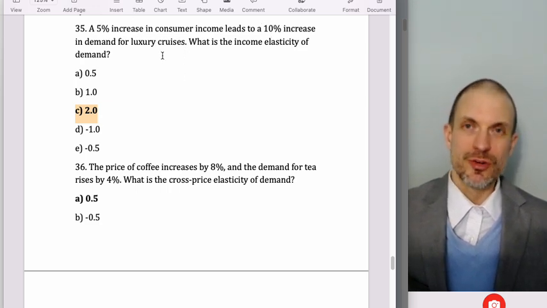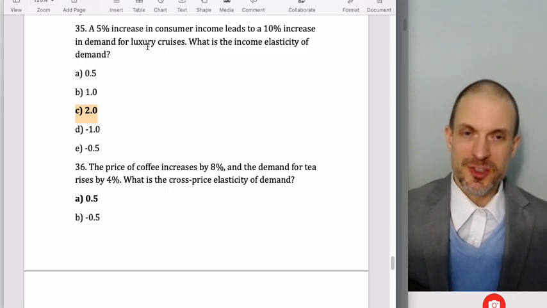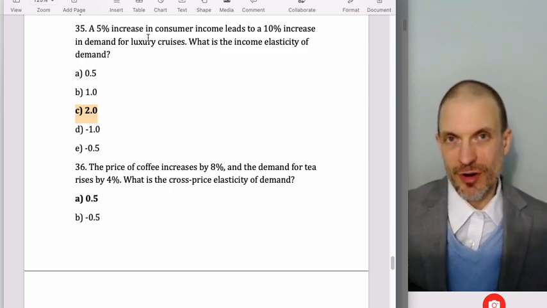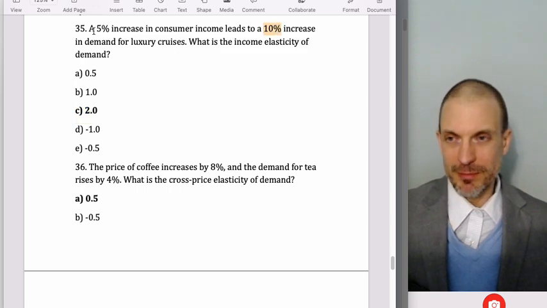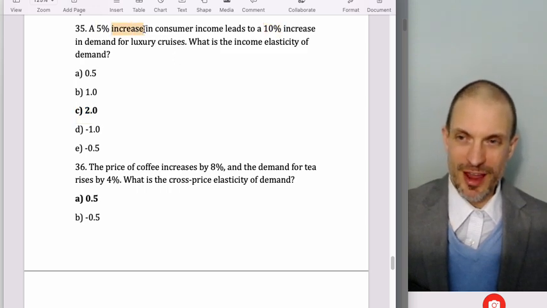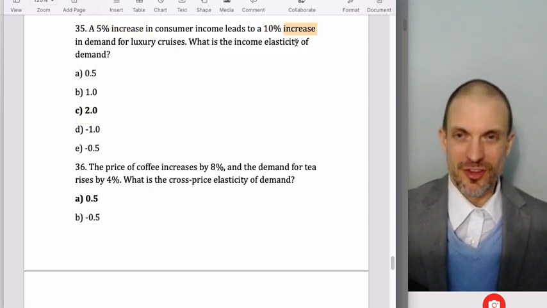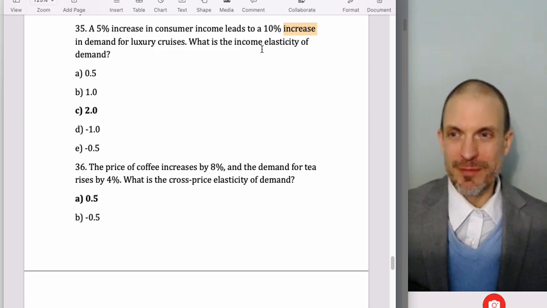When you're doing one of these with percentages, especially for income elasticity or for cross elasticity, make sure that you don't just literally divide 10% by 5%. Also make sure that you check that it's an increase, so that it's a positive 10% and a positive 5%. Because if it says decrease, then it's got to be negative.